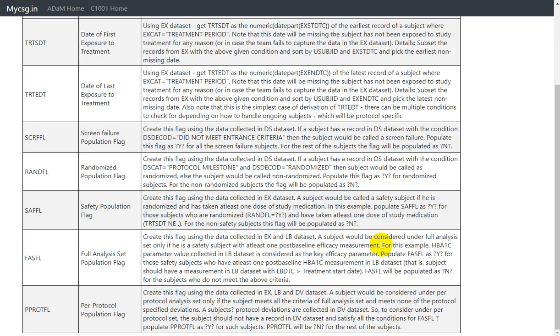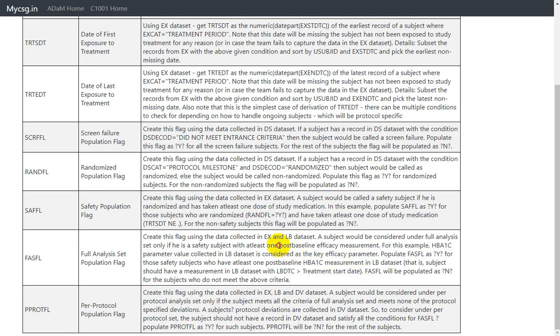They are also specifying what additional conditions have to be applied. For this example, HbA1c parameter value collected in LB dataset is considered as the key efficacy parameter. So we are being given the test that is the key efficacy parameter. Populate FASFL as Y for those safety subjects who have at least one post-baseline HbA1c measurement in the LB dataset. That is, the subject should have a measurement in LB dataset with LBDTC greater than treatment start date.